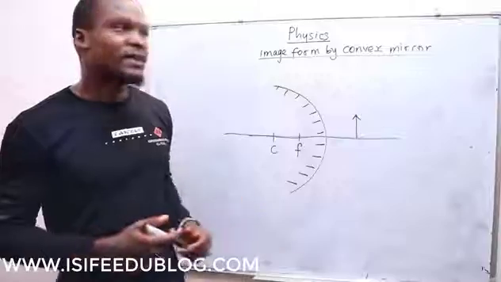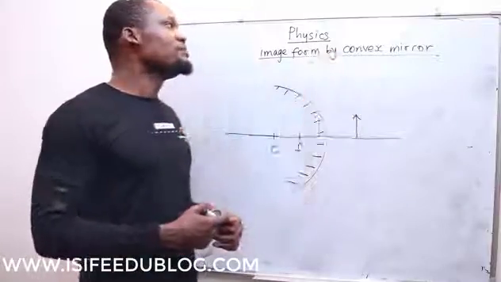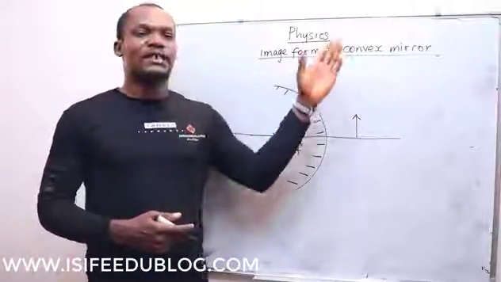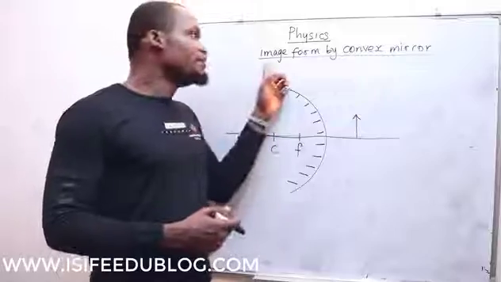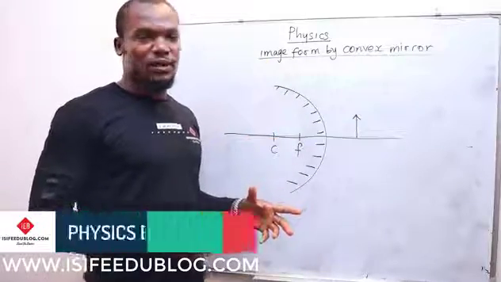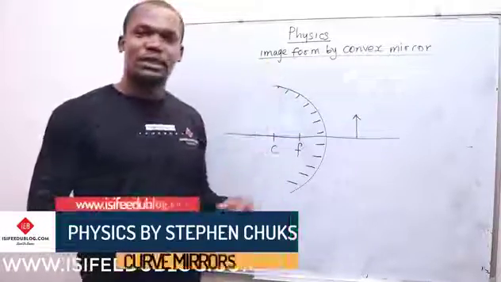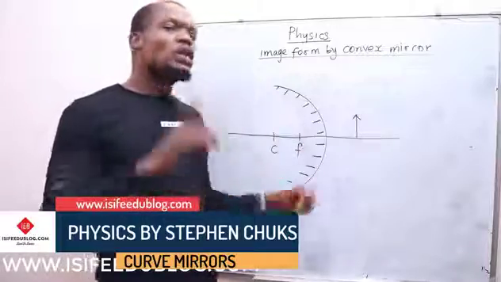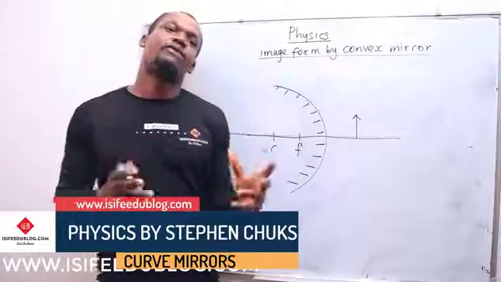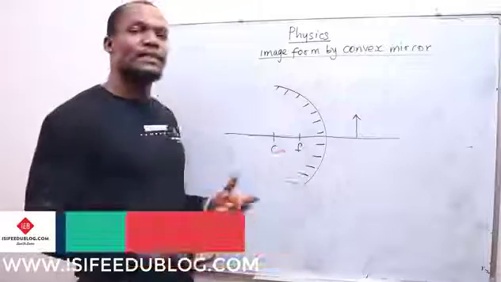Okay, finally, let us take a look at the image formed by a convex mirror. As you can see, image, not images. So why is it image? It is because only one type of image is formed by a convex mirror.